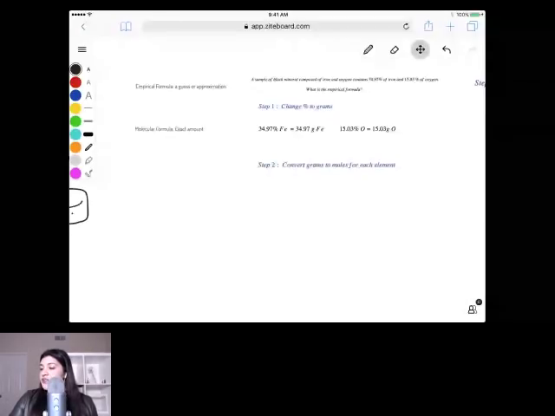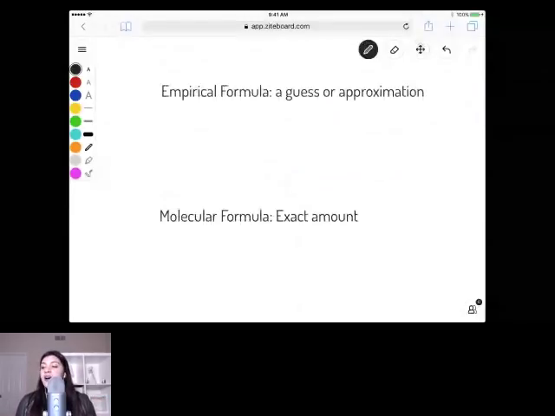All right, so just understanding empirical and molecular formulas, what they are, what they mean, and I'll give you an example. Empirical formulas are really just a guess. We don't necessarily know exactly what the chemical formula is. So let's pretend that we didn't know what the chemical formula for water is, as I take a sip of water. Someone came along and said, I know that for sure there is hydrogen, and I know that for sure there is oxygen, and I'm just going to say there's one of each. Now, that's a guess. That's an approximation.